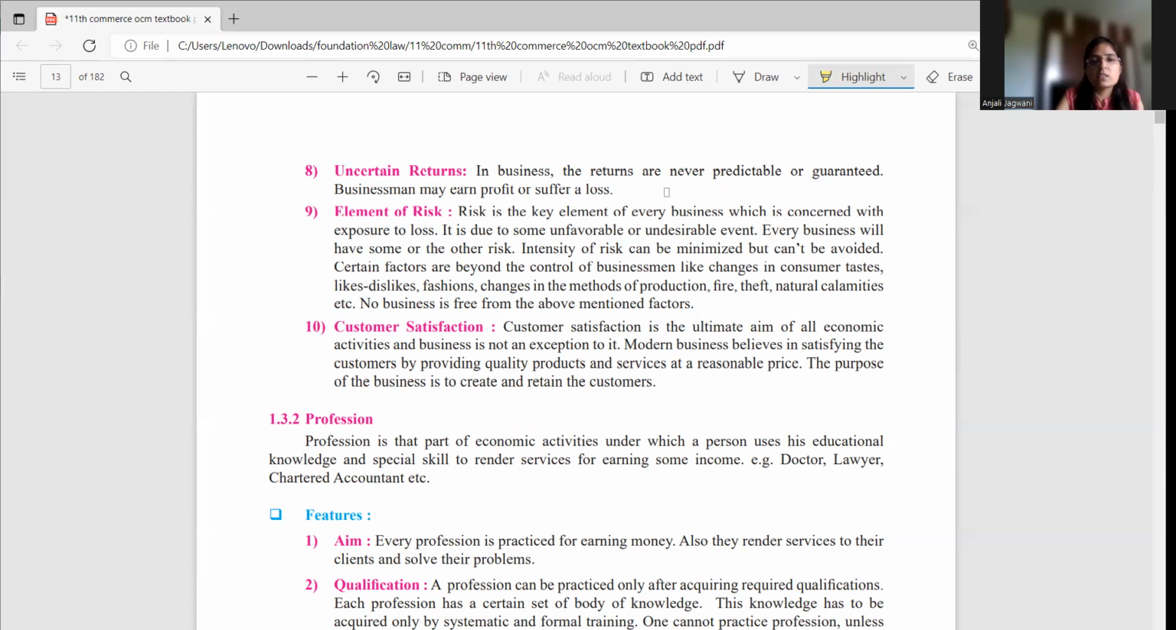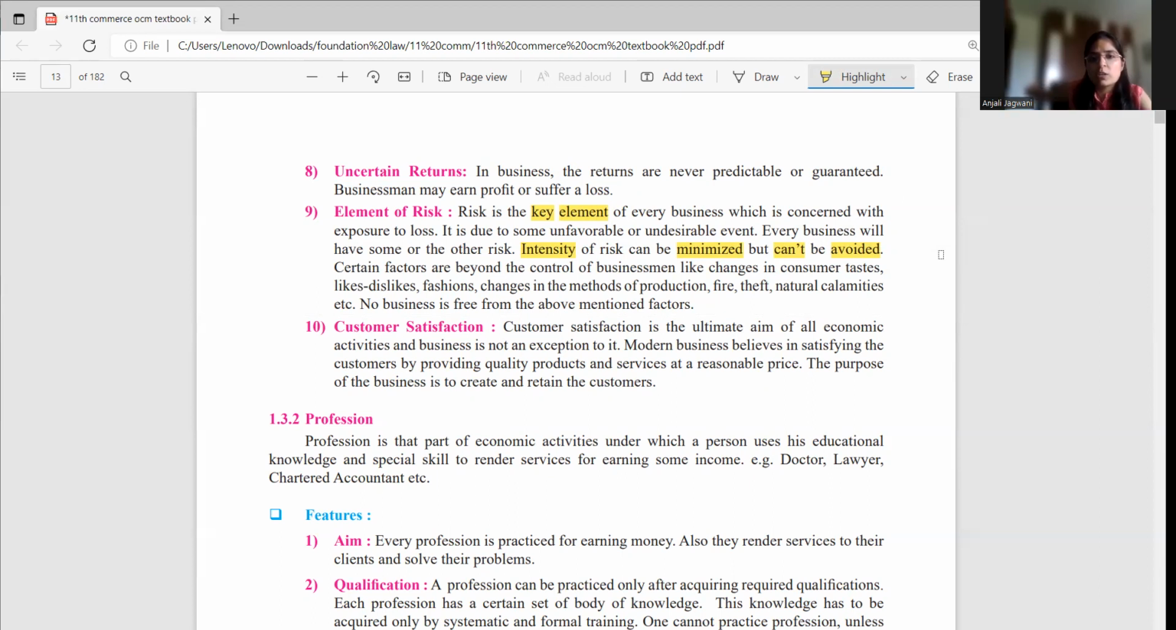Now, over here, what they're saying is that risk is the key element of every business, which is concerned with exposure to loss. It is due to some unfavorable or undesirable event. Every business will have some or the other risk. Intensity of risk can be minimized but can't be avoided. So we can minimize the risk by planning some things कि ऐसा हो गया तो इसके लिए प्लान बी क्या है. You can minimize the risk but you cannot avoid the risk. पूरी तरह से चीज ऐसी ही चलेगी और प्रॉब्लम नहीं आएगा, ये कोई नहीं बोल सकता. You can just minimize the risk.